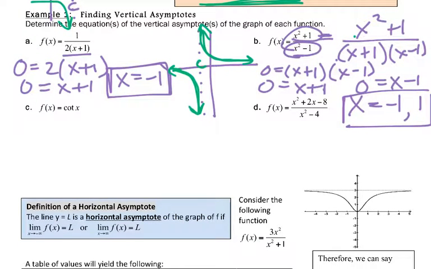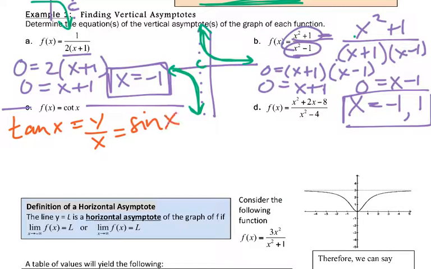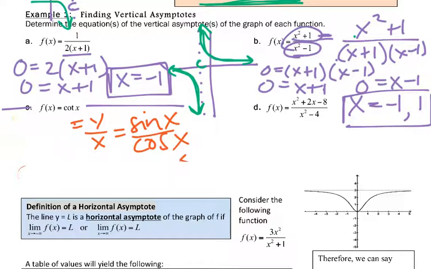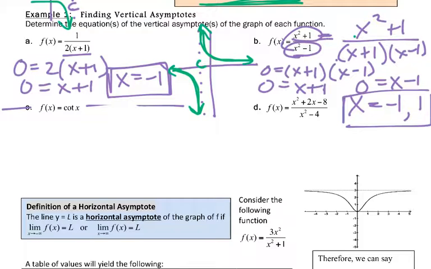For c, we have to think about trig functions. Alright, we know tangent of x is equal to y over x, or opposite over adjacent, which is sine of x over cosine of x. That means cotangent of x is just the reciprocal. It's cosine of x over sine of x. Alright, so let's clear that out so that we can actually use that fact. So, we're going to rewrite cotangent of x.